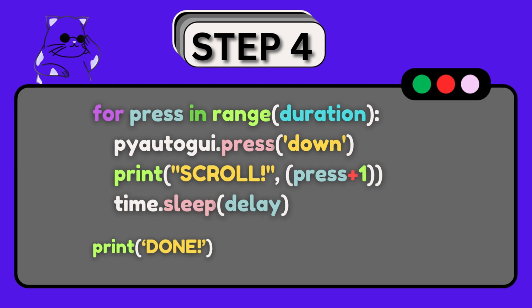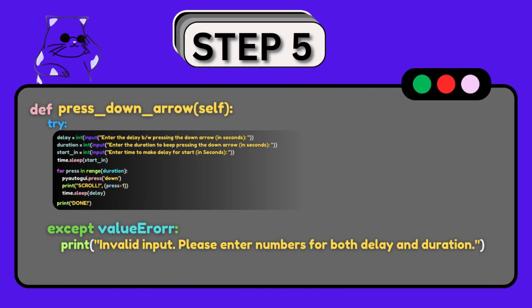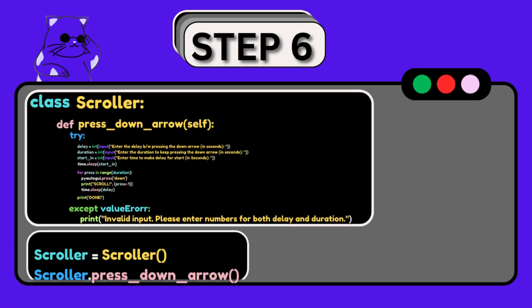If a value error happens, like when someone types letters instead of numbers, the code jumps to the except value error part and shows the message, invalid input. Please enter numbers for both delay and duration. This way, it reminds the user to input numbers only.